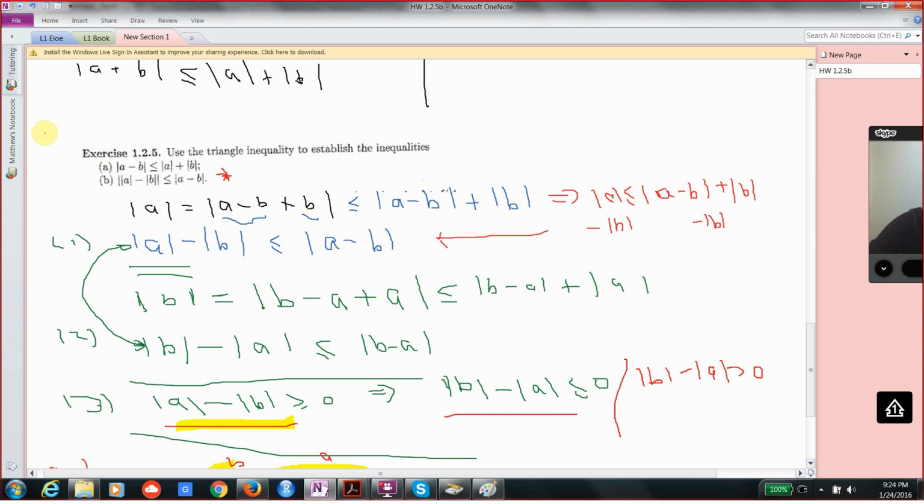And actually, the first one is easy to prove. The first one's very easy to prove. This you can show directly with the triangle inequality. Okay? One line. Okay. So the absolute value of a minus b is equal to the absolute value of a plus negative b.